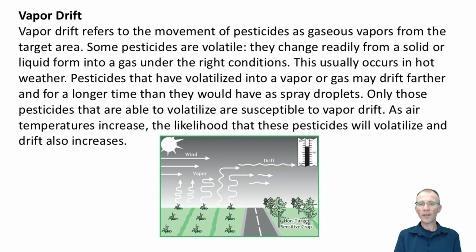When we look at vapor drift, this refers to the movement of pesticides as gaseous vapors from the target area. Some pesticides are volatile. They change readily from a solid or liquid form into a gas under the right conditions. This usually occurs in hot weather. Pesticides that have volatilized into a vapor or gas may drift farther and for a longer time than they would have as spray droplets. Only those pesticides that are able to volatilize are susceptible to vapor drift.